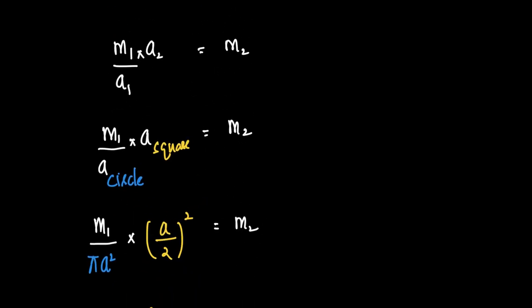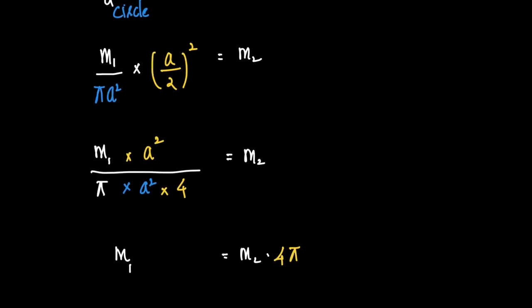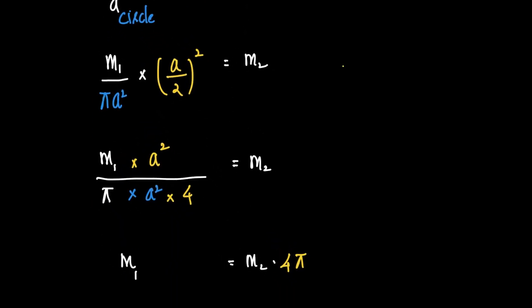What is M2? M2 here is M1 by A1, which is the area of the circle, into A2, the area of the square. The area of the square is length squared, which is a by 2 squared. The area of the circle is pi r square, and r is a, so that becomes pi a square. This further becomes M1 into a square by pi a square into 4. a square by a square is 1. So taking 4 pi to the other side, M1 is equal to M2 into 4 pi.